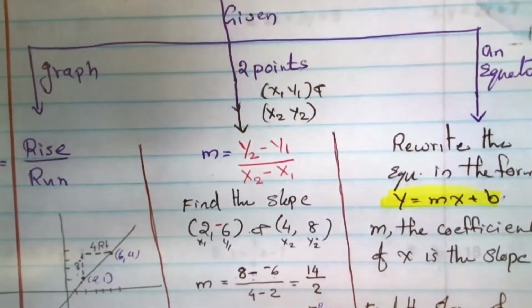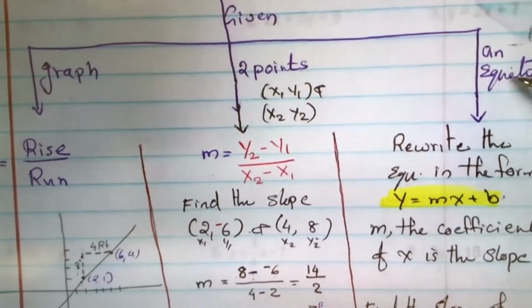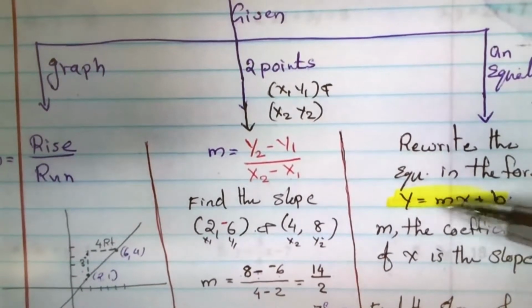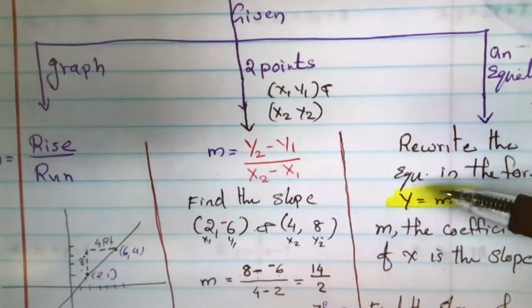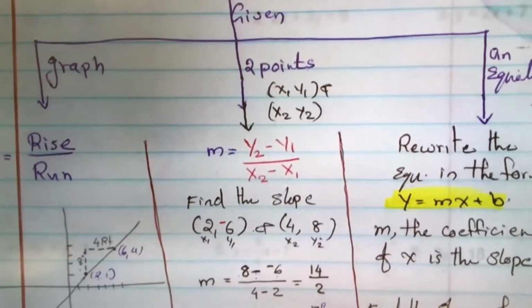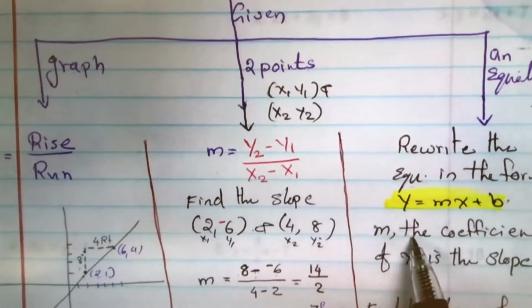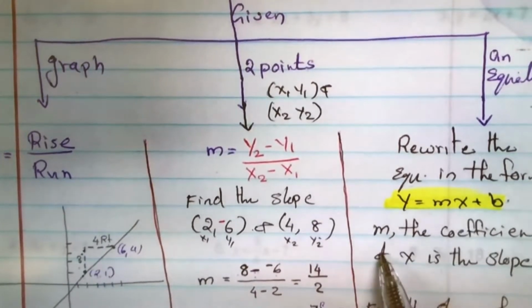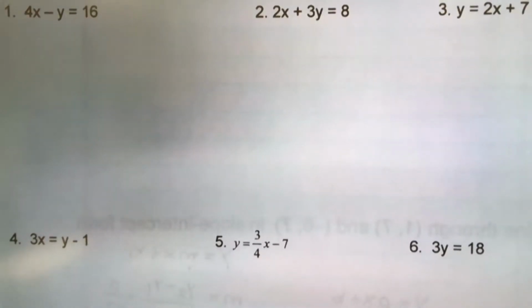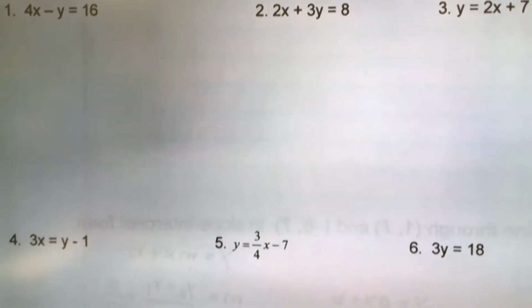And the last one here, if you are given an equation, you need to rewrite the equation into slope-intercept form. That means y is equal to mx plus b. The m, the coefficient of x, is the slope and b is the y-intercept. So I have a couple of questions here. Now we are going to find out the slope from equations.